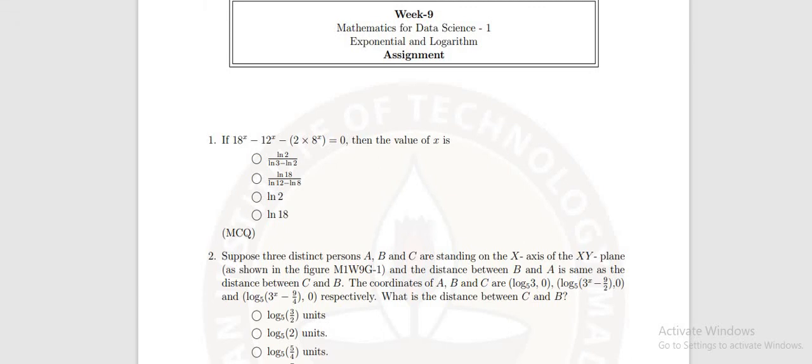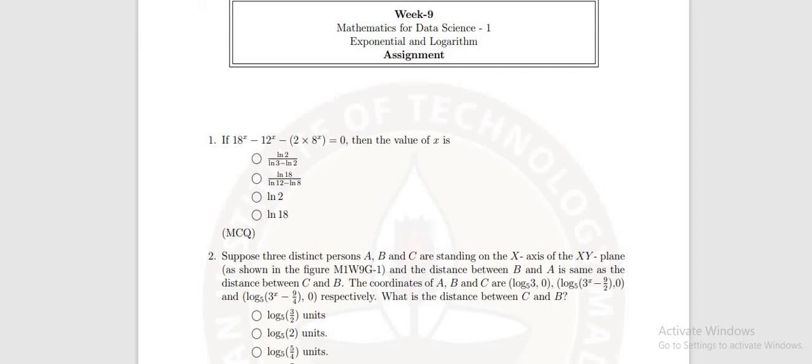Today we are going to discuss week 9 question paper in one shot. Though this topic, exponential and logarithm, seems to be complex, but trust me, this is the easiest topic that you will come across in mathematics. Each and every question is just formula based and you just need a little bit of the concept of algebra and the formulas of exponential and logarithm, and bingo, your answer will be solved. So let's see question number 1.